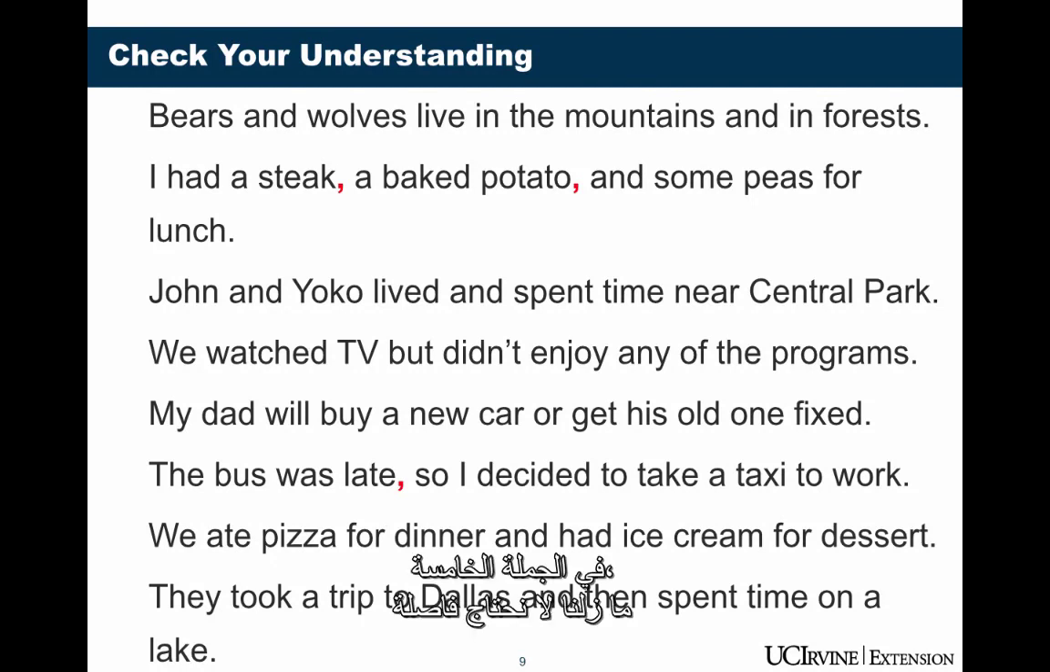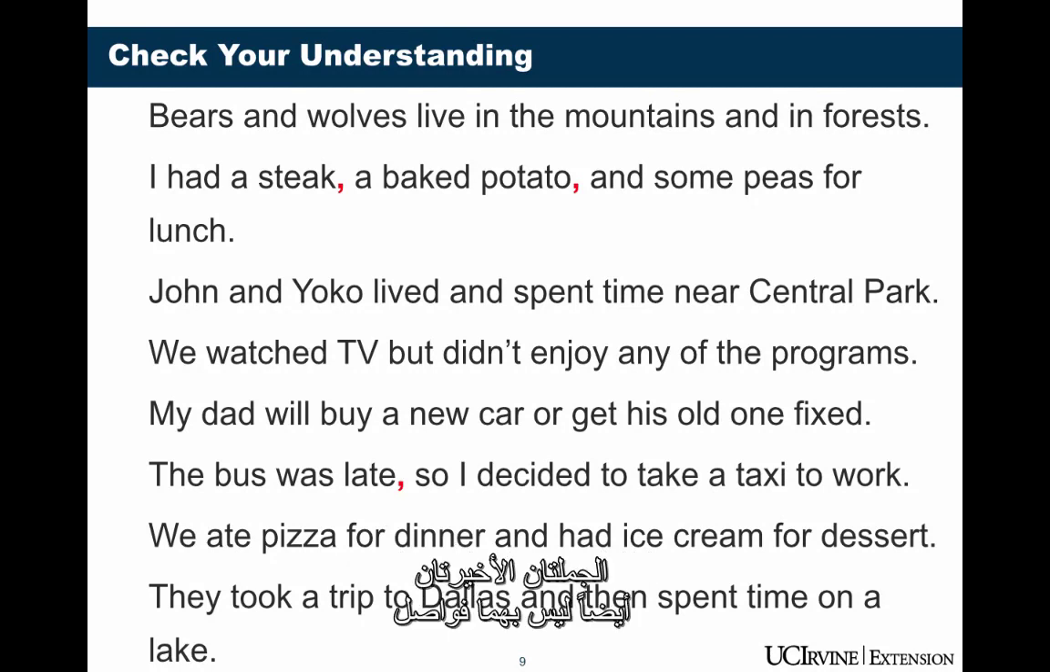On the 5th sentence, there's still no comma, because again, after the conjunction, there's no subject. There's no independent clause after that conjunction. This is just a simple sentence with a compound verb. The next sentence, we have a comma. We have the independent clause, the bus was late, and then after the conjunction, we have another independent clause. I decided to take a taxi to work. That's a complete sentence. It has a subject, I, so we do need to put a comma in front of the conjunction.